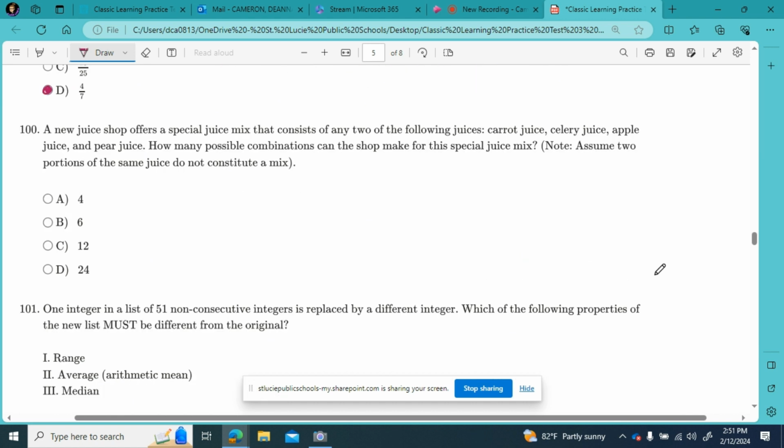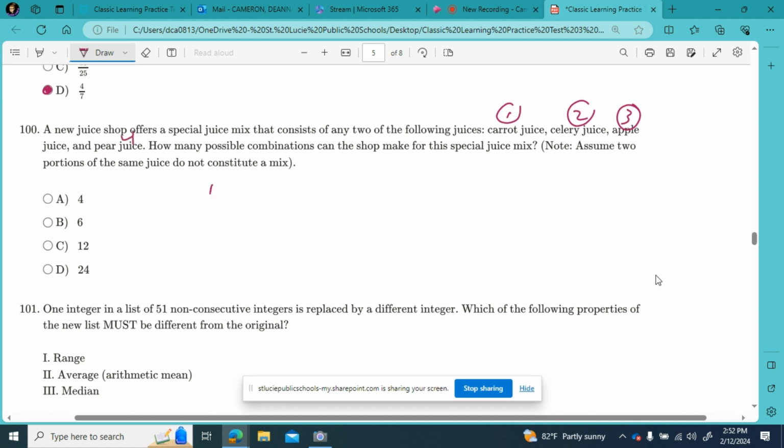And then next, question number 100. A new juice shop offers a special juice mix that consists of any 2 of the following juices: carrot juice, celery juice, apple juice, and pear juice. How many possible combinations can the shop make for this special juice mix? Note, assume 2 portions of the same juice do not constitute a mix. So you have juice 1, 2, 3, and 4, putting them in combination.